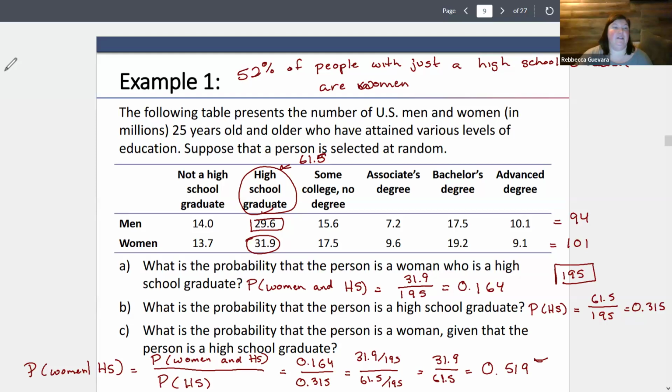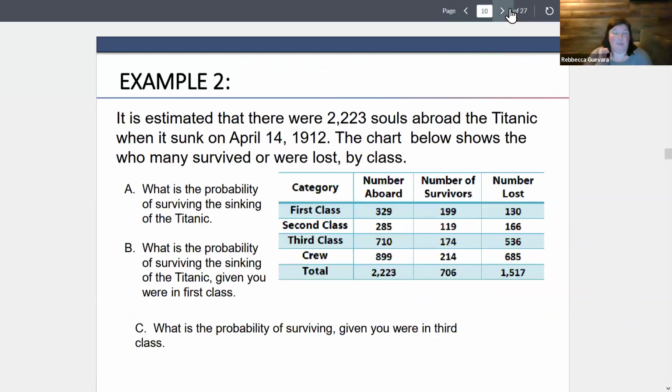All right. So like I said, we're not getting anything too astounding out of this. That's kind of what we expect, right? We expect half my high school graduates to be women, half my population is women. But sometimes the conditional probabilities give us much different probabilities than we expected.